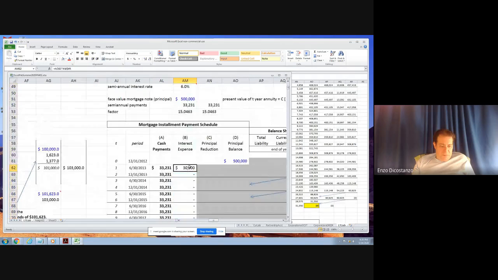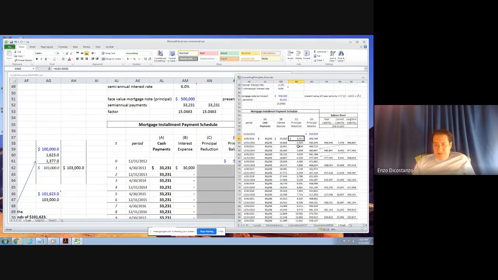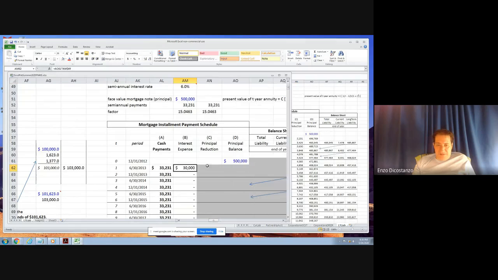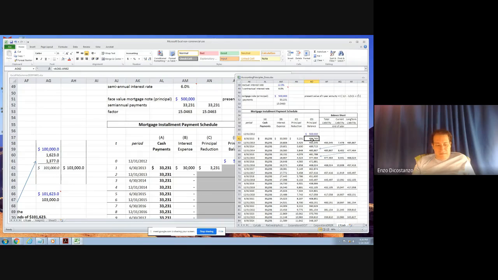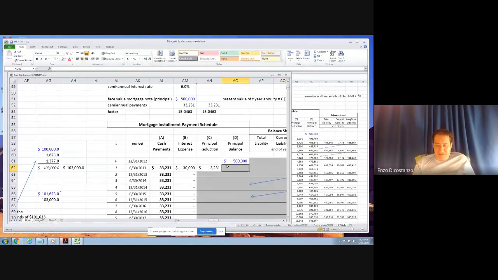Okay. So here we are with this 500,000, 6%. The principal reduction is going to be as follows. You're going to take the payment minus the interest expense, which is there. And obviously the next piece of this equals this minus this, all that. Okay.